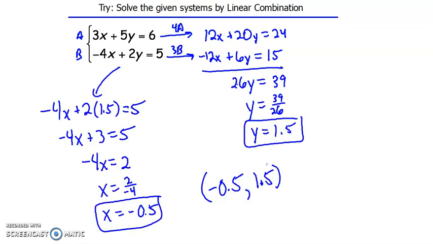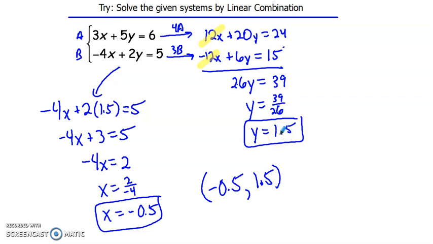Okay, continuing now, you'll notice that again I added those two equations that we had together, which basically means our x is eliminated again. 12x plus negative 12x, again, is going to turn into 0. These two are going to eliminate. 20 plus 6 makes 26y. And again, 24 plus 15 was 39. When we divide by 26, 39 over 26 essentially is about 1.5.